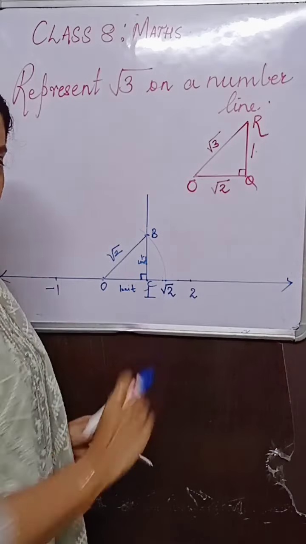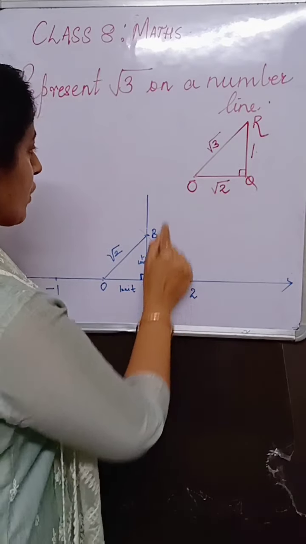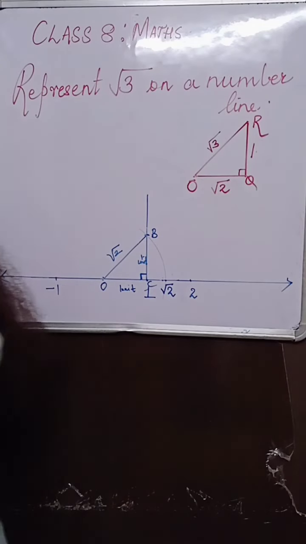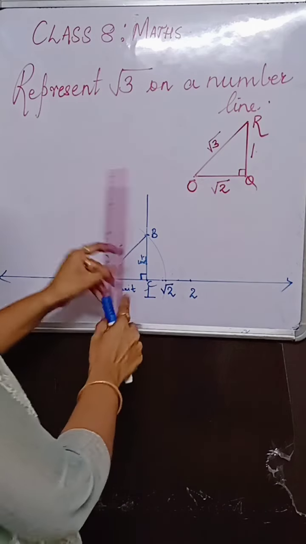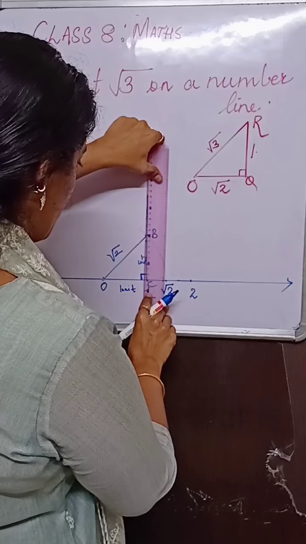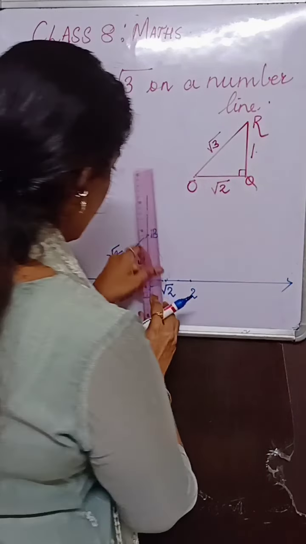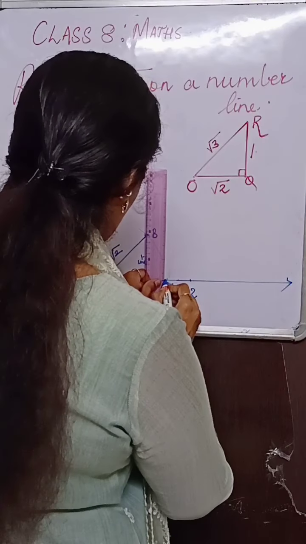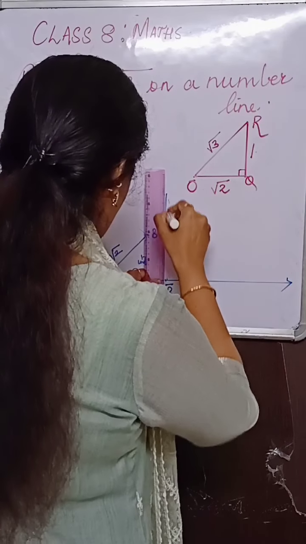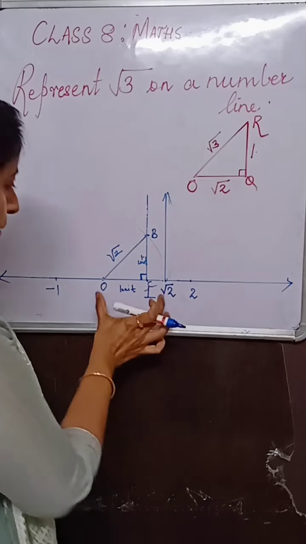Now you will follow this triangle. We got the base. Now from root 2 we will draw a perpendicular. So from root 2, now we need the next perpendicular. So keep your scale on root 2 and draw a straight line. Using scale, draw a perpendicular. So we got our base root 2.